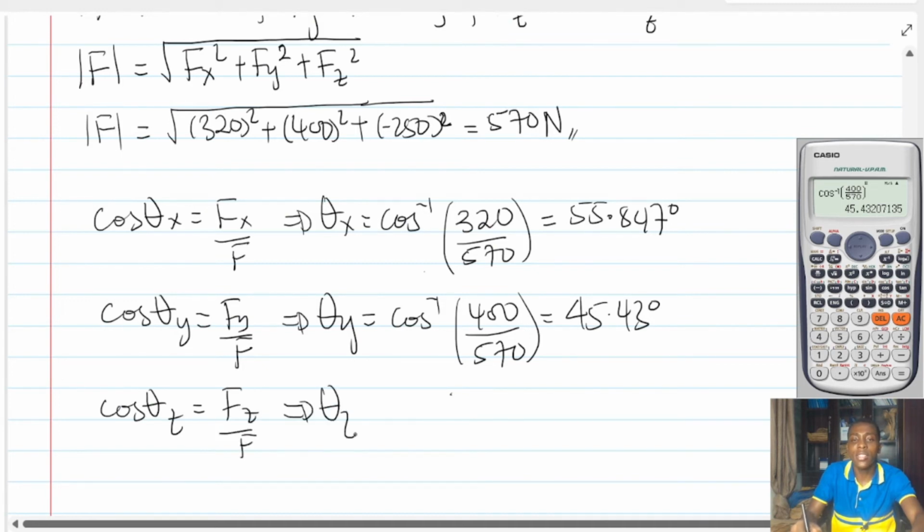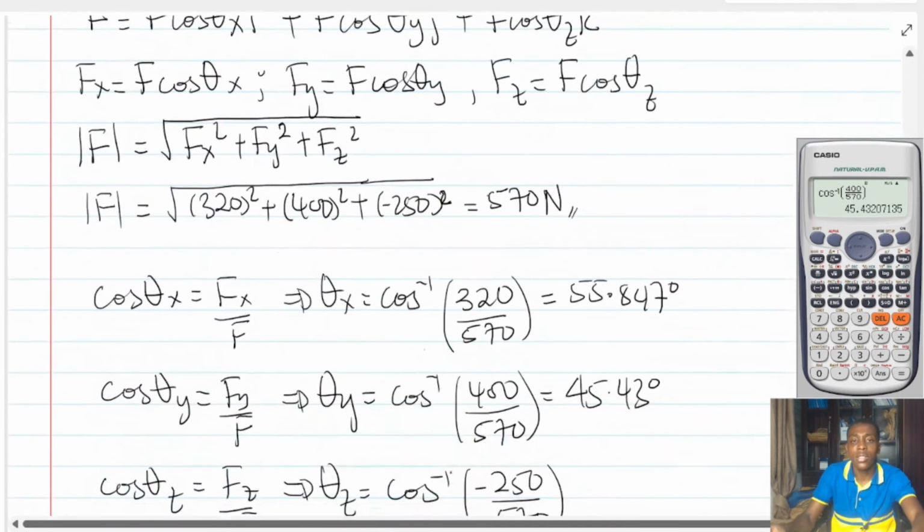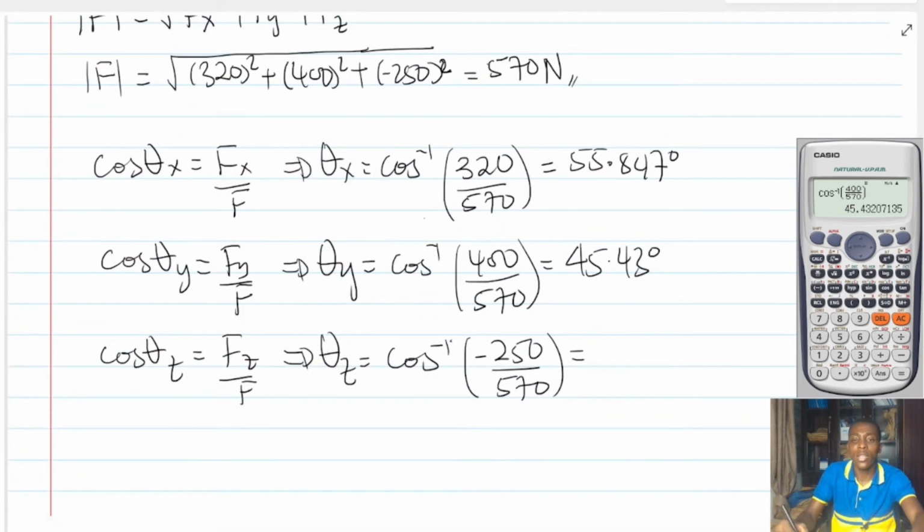And then finally, cos theta z is Fz divided by F. Therefore, theta z is going to be cosine inverse of minus 250 divided by 570. Is that right? So cosine inverse again of minus 250 divided by 570. And what is that? I'm going to get 116.01 degrees.